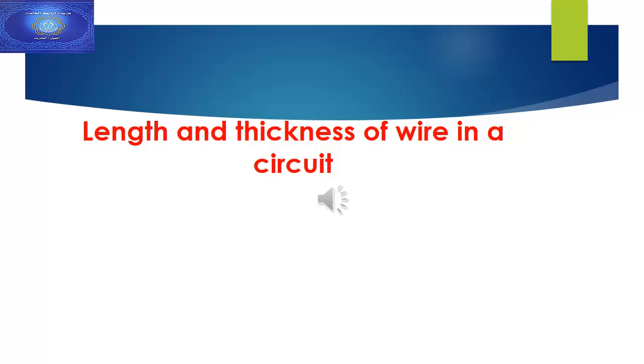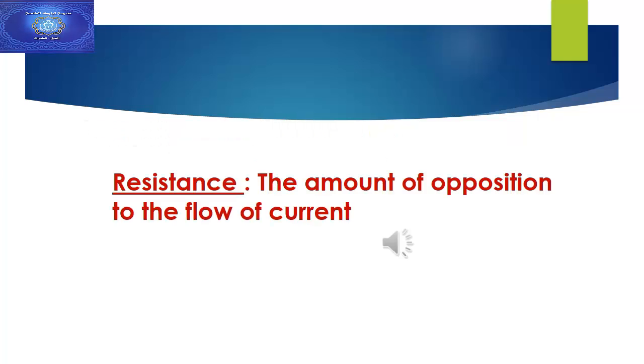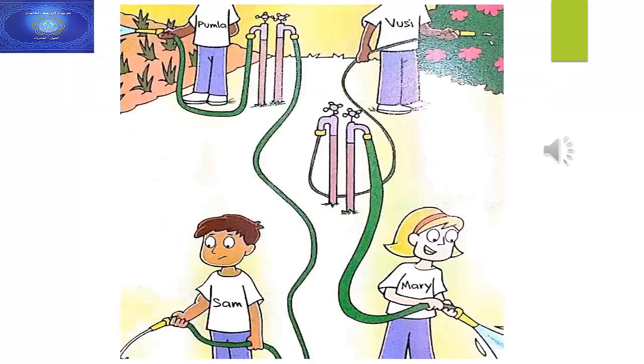How do the length and thickness of wire affect the circuit? Before that, you need to know what resistance is. Resistance means the amount of opposition to the flow of current. Just remember this, don't forget. Okay? Look at this picture. Some use a long hose pipe and Pumla uses a short hose pipe to water the plants. Through the short pipe, more water comes out. Why? Because it has less resistance.